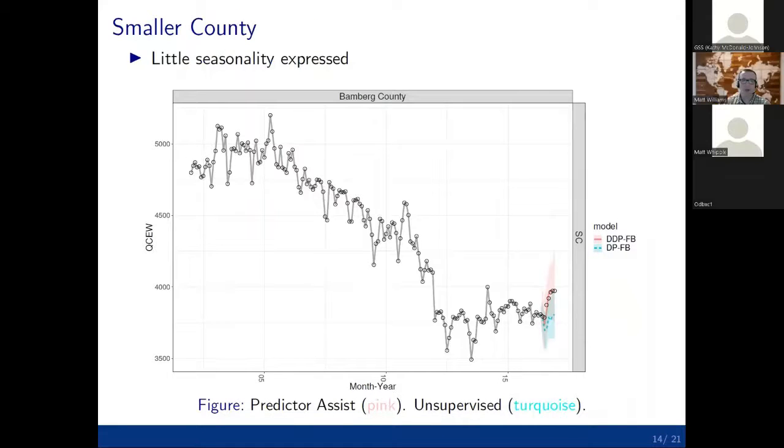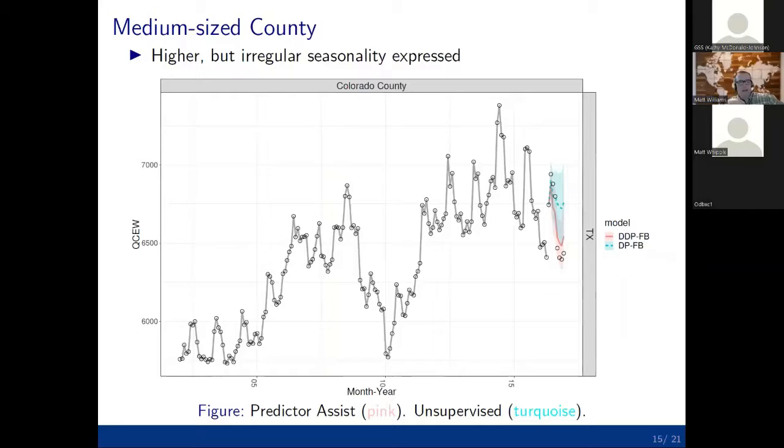So that was a smaller county. And this is a larger county. Again, seasonality is definitely happening there, right? But it's a little bit irregular. And in this case, again, the predictor-assisted clustering does better than the sort of naive direct clustering. And another way to think about it is, we're not just trying to extrapolate the pattern from this county. We're also borrowing strength from similar counties that have been identified. So that's another way to think about why we're getting better forecasts, is that we're better able to cluster with like counties.